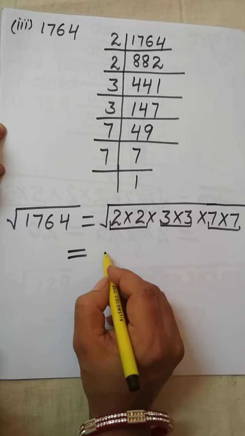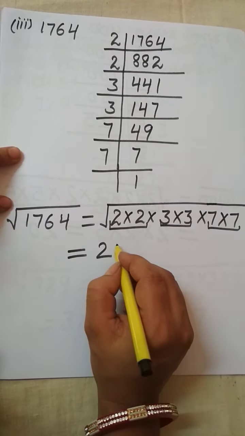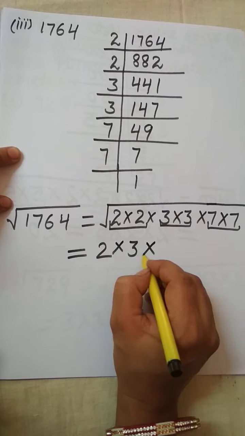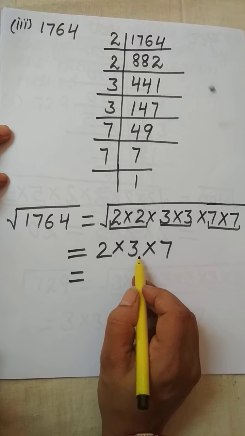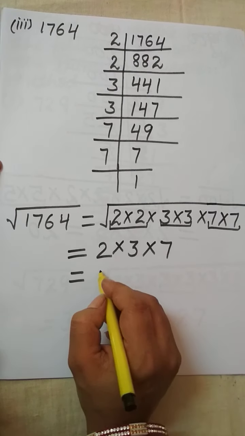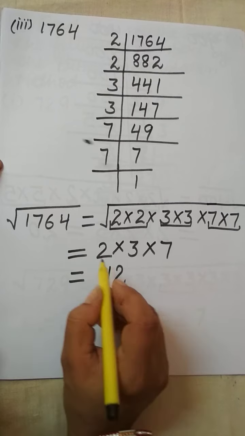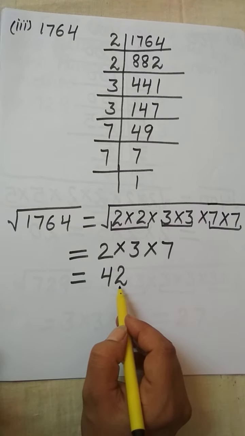Here 2 multiplied by 3 multiplied by 7. 3 2's are 6, 6 7's are 42. So the square root of 1764 is 42.